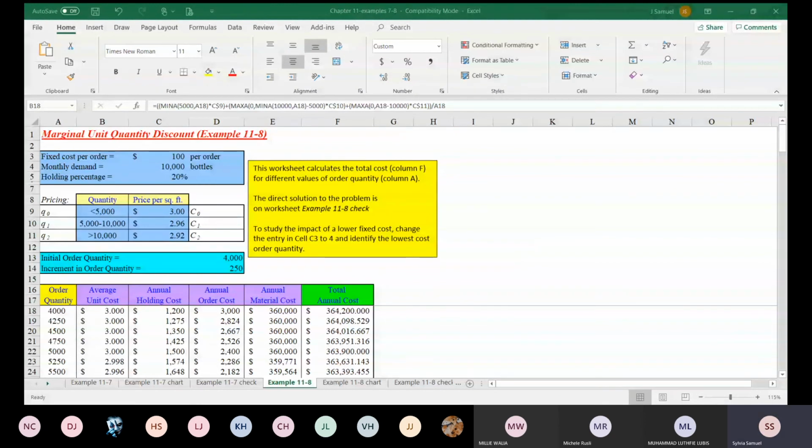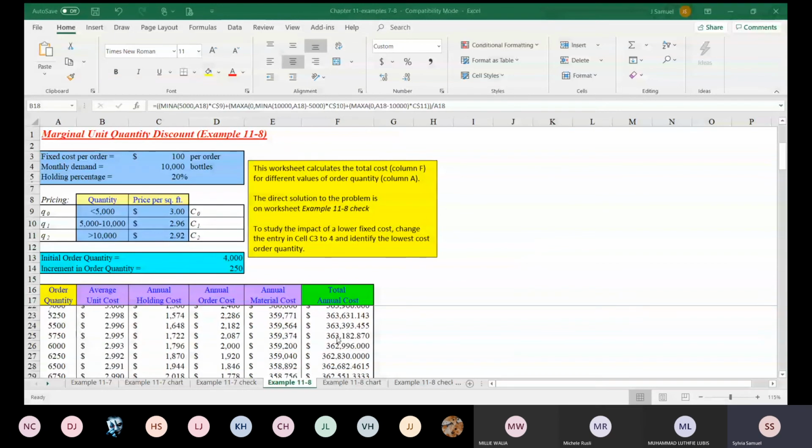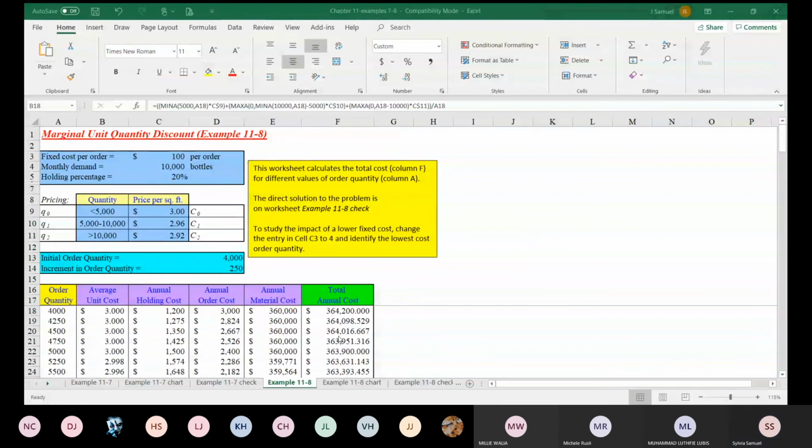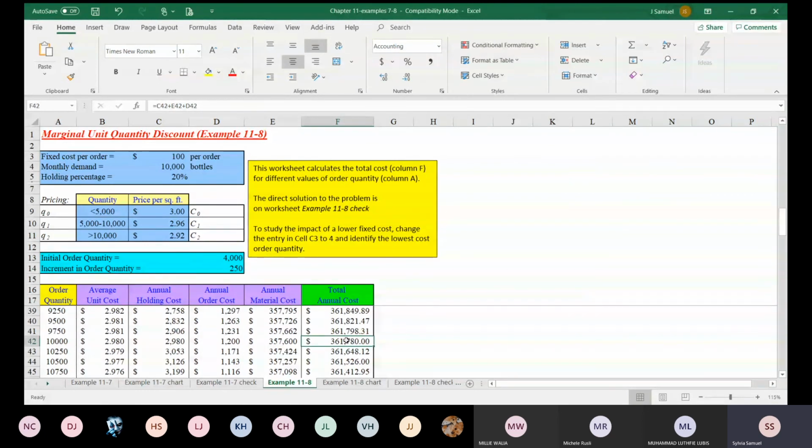So as we can see, the total cost here, if we go back to our PPT, the unit price per bottle, the total annual cost will be $3 for the 4,000 order quantity. The total annual cost will be 364,200. And then if you're ordering 10,000, the total annual cost is 361,780. There's a difference, yeah? Between ordering 4,000, less than 5,000, and ordering above 10,000, because the price is already cheaper, 2.92.